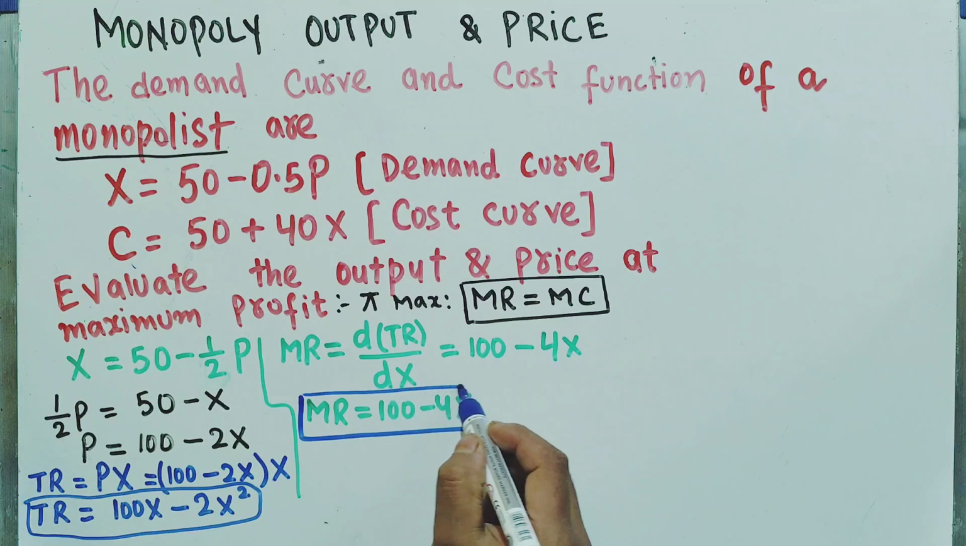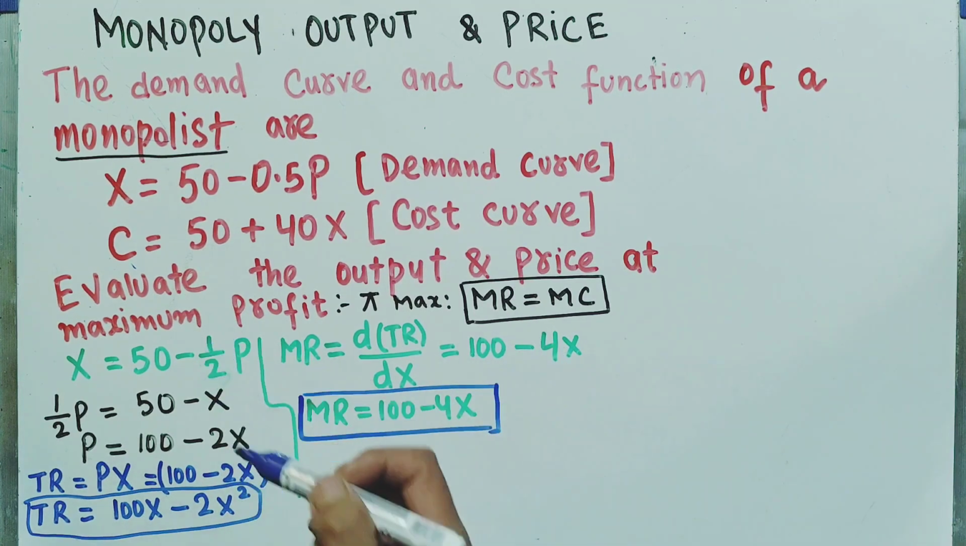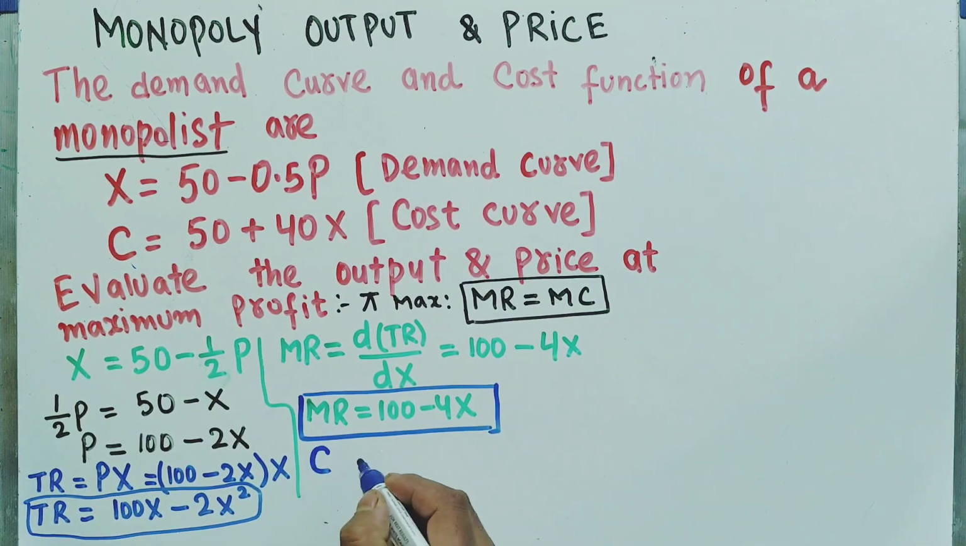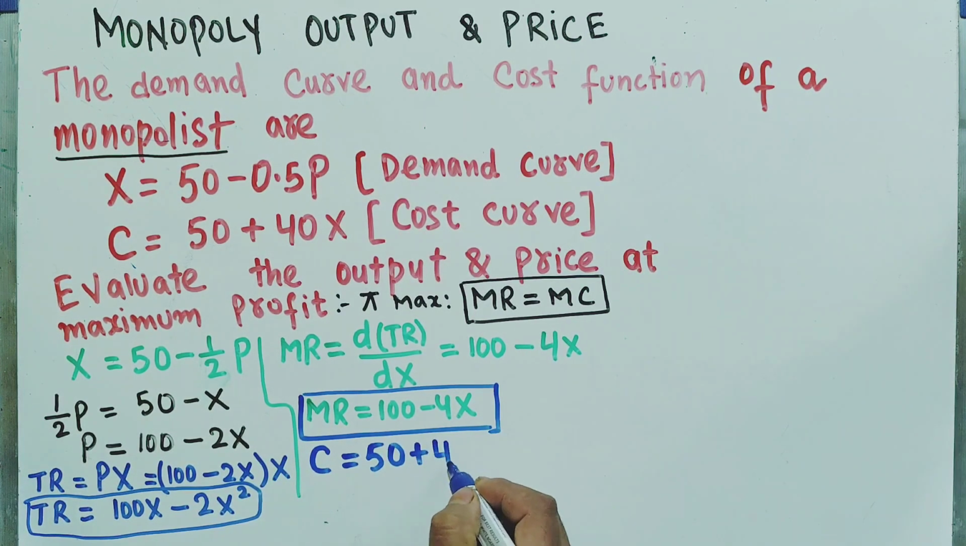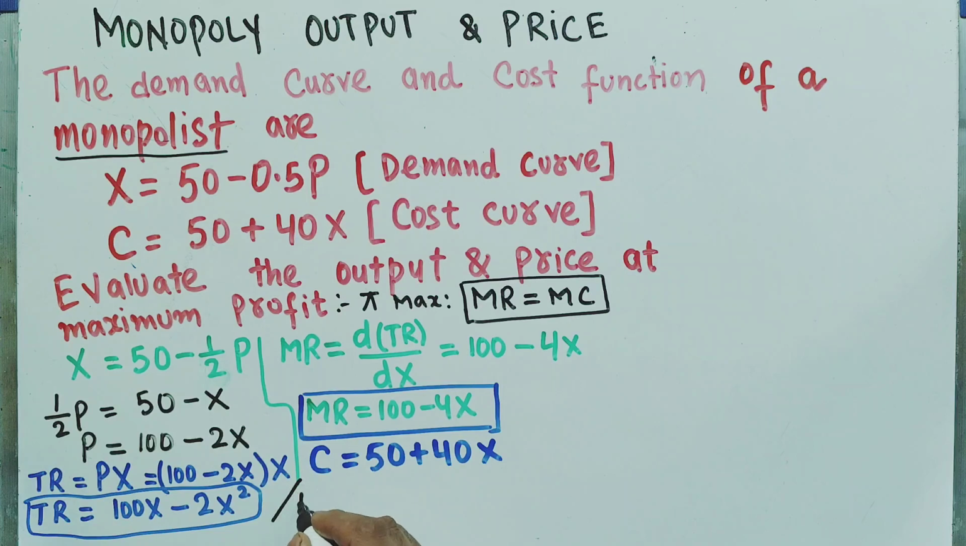Now we need to find the marginal cost function. Let's write the cost function that is given, C = 50 + 40x. And what will be the marginal cost? Very simple. Marginal cost is the derivative of the cost function with respect to output. Differentiating this function with respect to x, the derivative of a constant, we know, is 0. The derivative of x in the second term is 1, so we are left with 40.